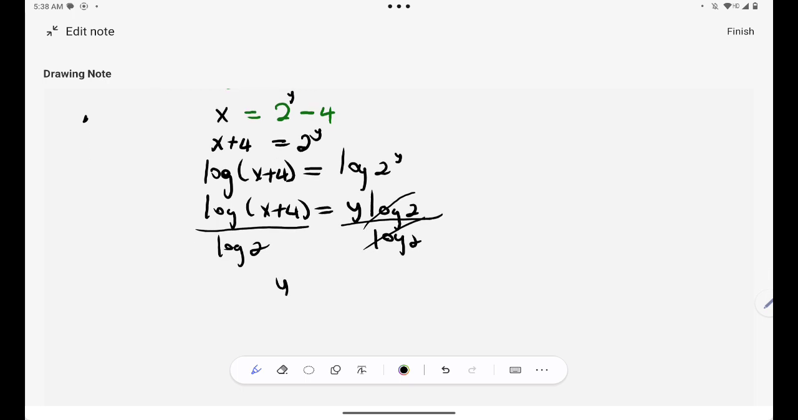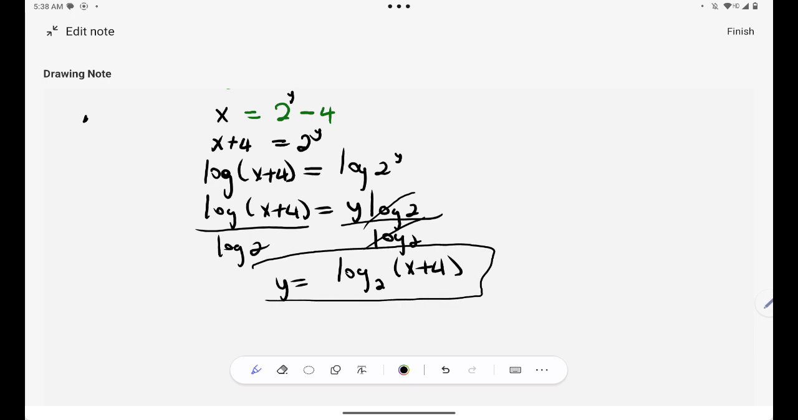Then I'll have y, which is isolated, is equal to the log of x plus 4. I can just write the 2 here instead of dividing by log 2. I can just write it there. So this will be my equation. All together, we can all see that this number is greater than 1. It simply means that my graph will be increasing.